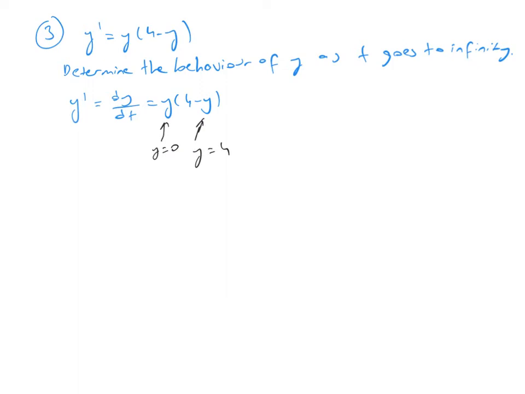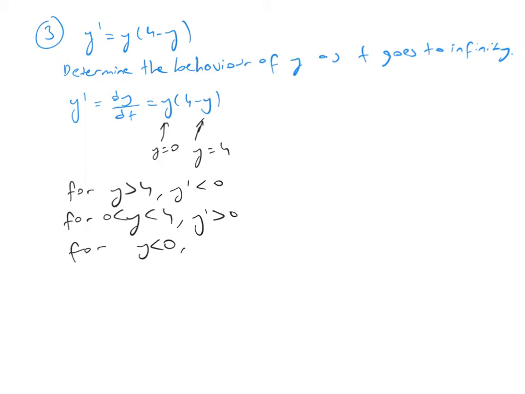As it is seen from the differential equation, there are three intervals that we will look at. These intervals are for y bigger than 4, for y between 0 and 4, and for y less than 0. In this region, y prime is negative, and in this region, y prime is positive, and in this region, y prime is negative. And let's sketch this graph.